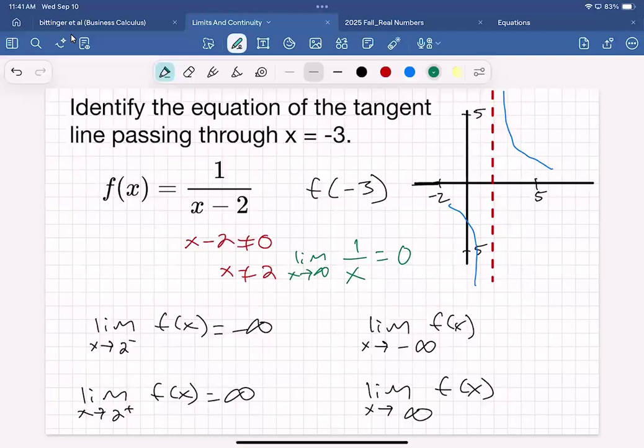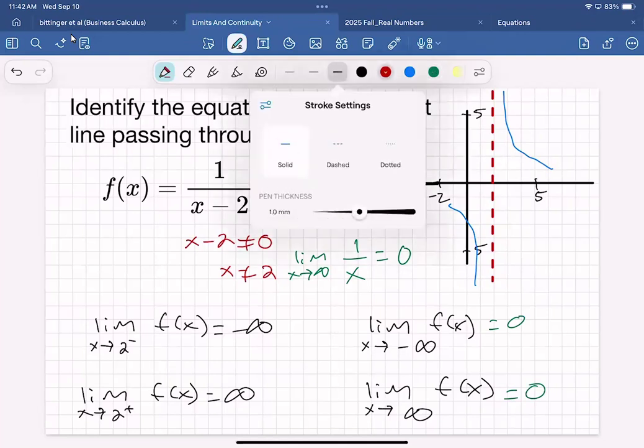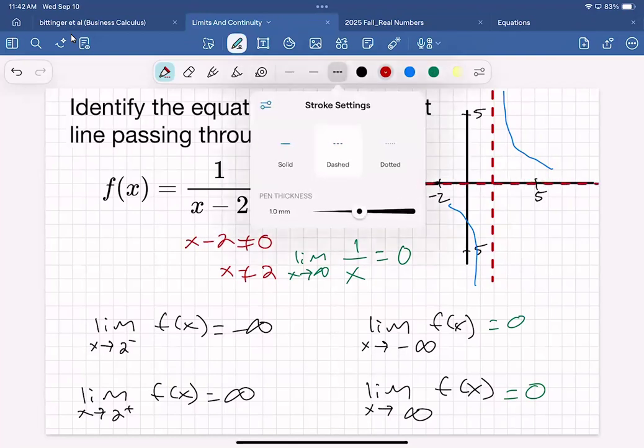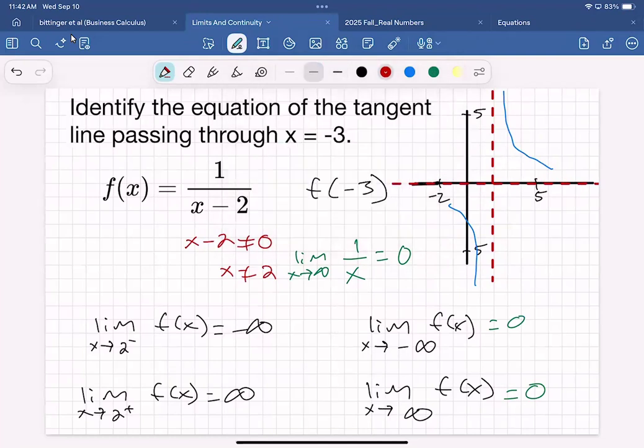The same will be true for negative infinity, because the numbers may be negative, but they're still going to be approaching 0. So make sure you see here, not only do we have a vertical asymptote, we also have a horizontal asymptote for our graph. So when I look at this graph, I now have a good idea of what it's looking like on both sides.